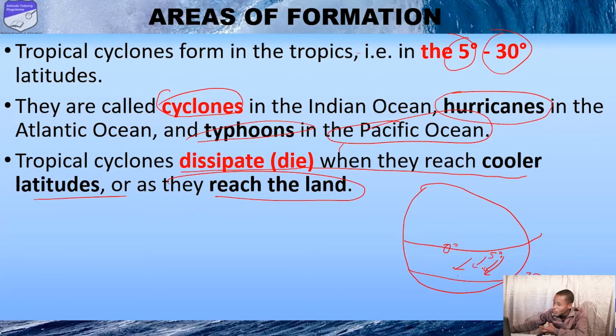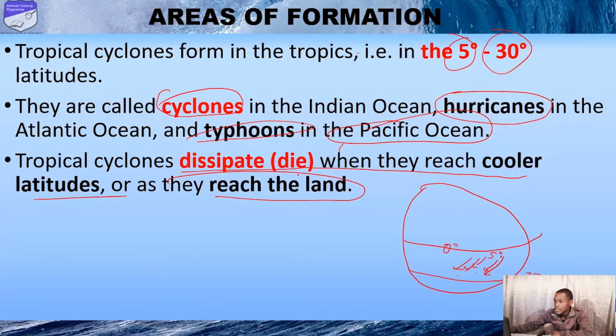Close to the equator, it's very, very hot, so there's a lot of heat there that is going to provide energy for a cyclone to form. So the more it moves towards 30 degrees, the cooler it becomes. That's why it's going to dissipate, because it's no longer receiving evaporation that is going to form those clouds.